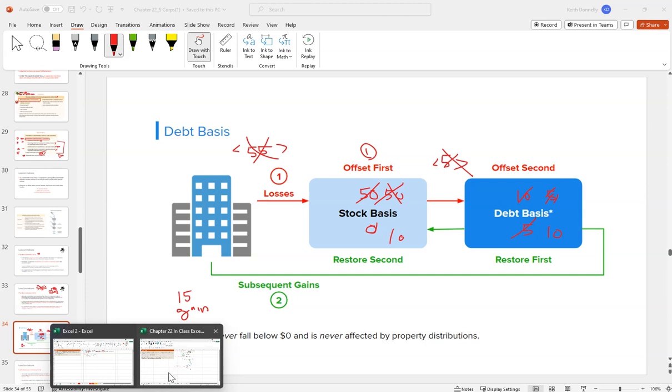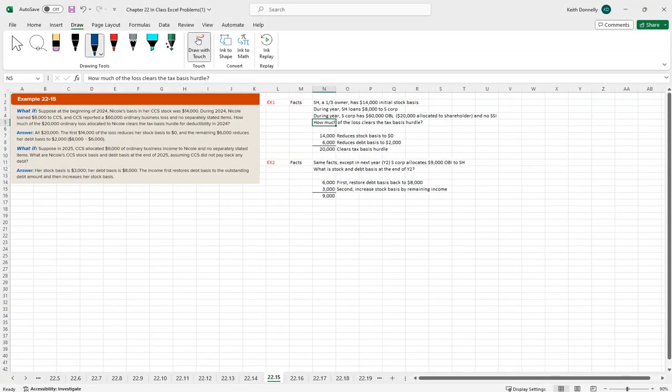Let's look at 2215 to give this some numbers. So it looks like we've got a stock basis of 14,000. That's our beginning stock basis. We have an $8,000 debt basis. And then they're telling us that, hey, it looks like there must have been a $20,000 loss.